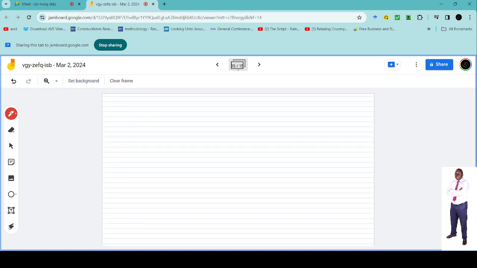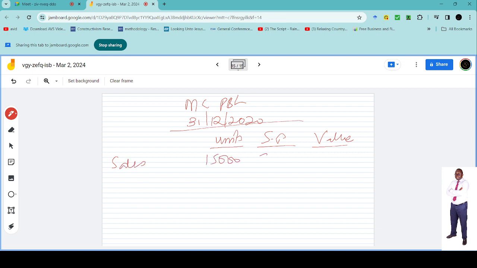So we have the marginal costing P&L as at, of course, 31st of December. The year I think was 2020 for Cuman Company Limited. So of course we have our units again, we have our selling price, and then we have our value at the end of the day, and our sales. We are told they sold 15,000 units. They were selling them at 300 shillings. That we found to be 4.5 million.